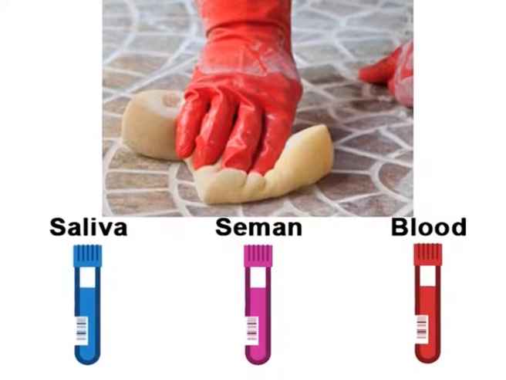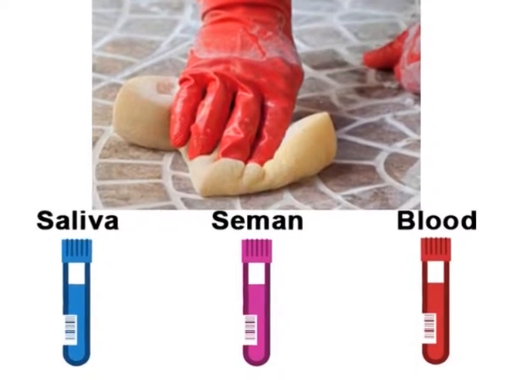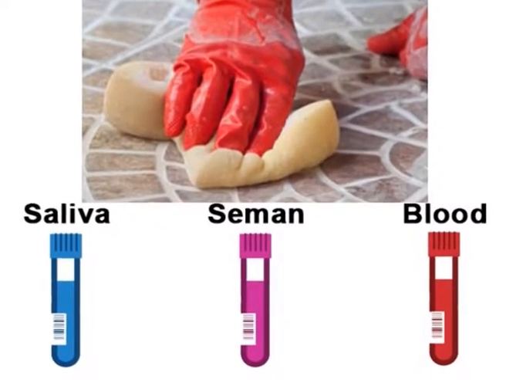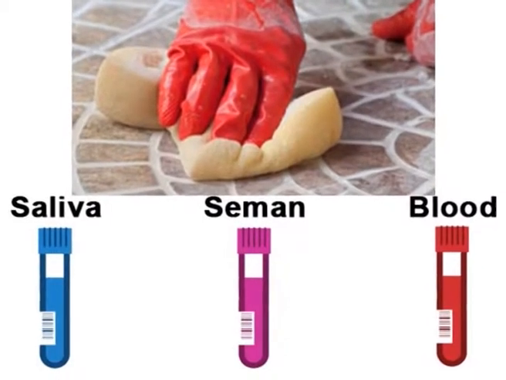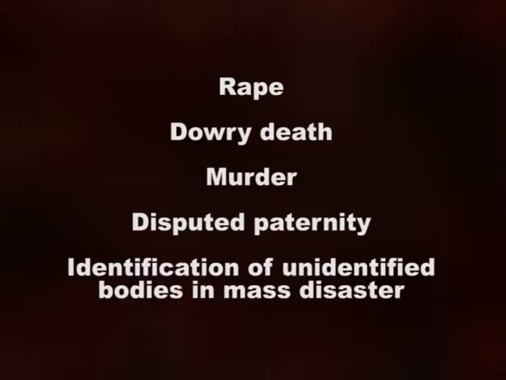Biological fluids like semen, saliva and urine. These are used to determine the species, origin and individualization. Examination of the above mentioned physical evidence can be done in different types of crime cases, such as in cases of sexual offense, dowry death, murder, disputed paternity and identification of unidentified bodies in a case of mass disaster.